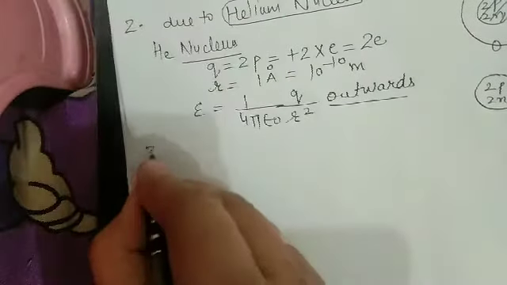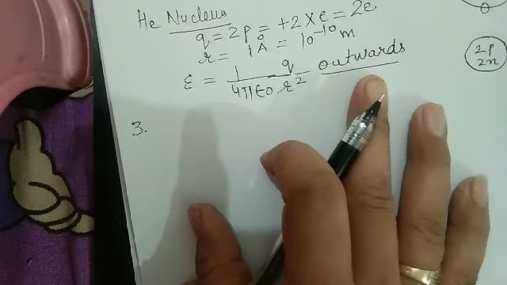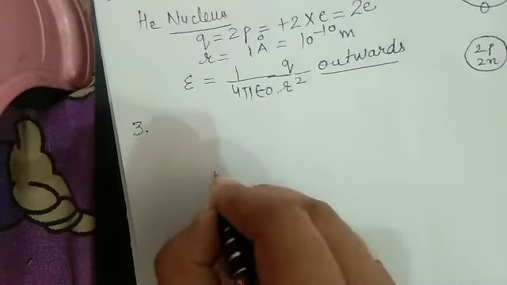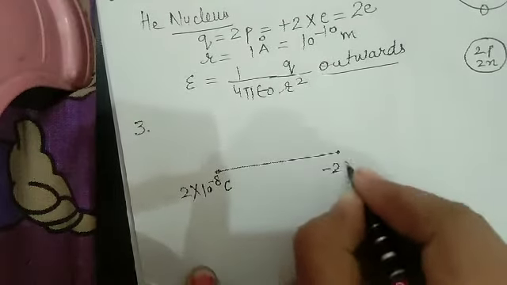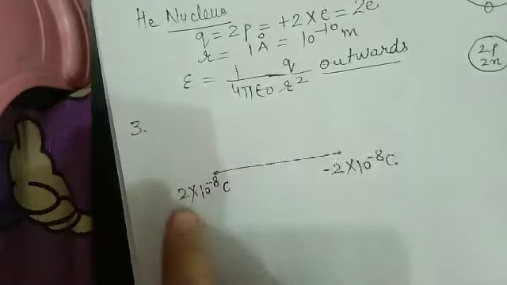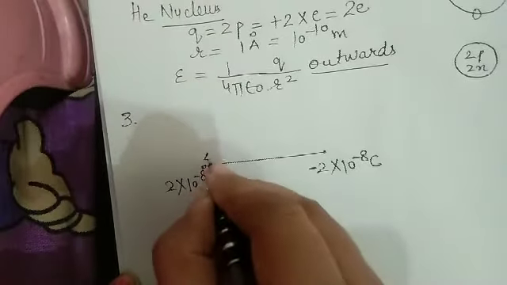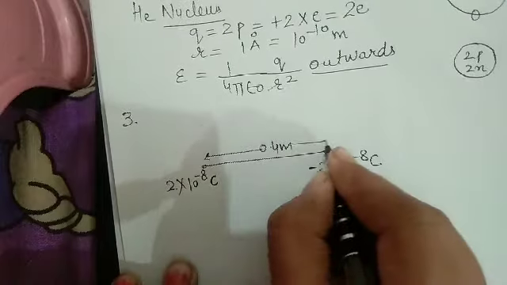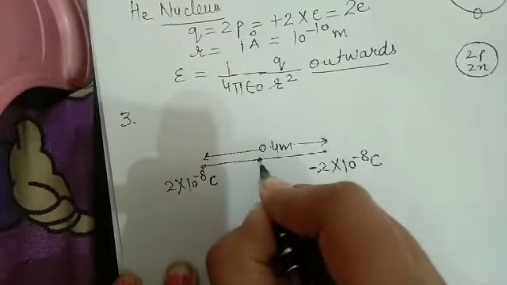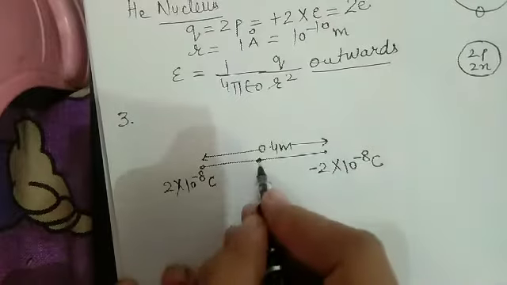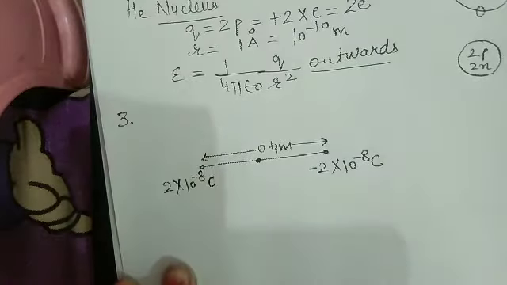Okay, now, according to the third point, what has been provided to us? Let us say we have 2 charges: 2 into 10 raised to power minus 8 coulomb and minus 2 into 10 raised to power minus 8 coulomb. It means the magnitude of the charge is the same but the polarity is opposite, and the separation between them is given as 0.4 meter. What we have to calculate? We have to calculate the electric field at the midpoint. It means this separation will be half of the original, 0.2 meter, and this separation will again be half of the original, 0.2 meter.